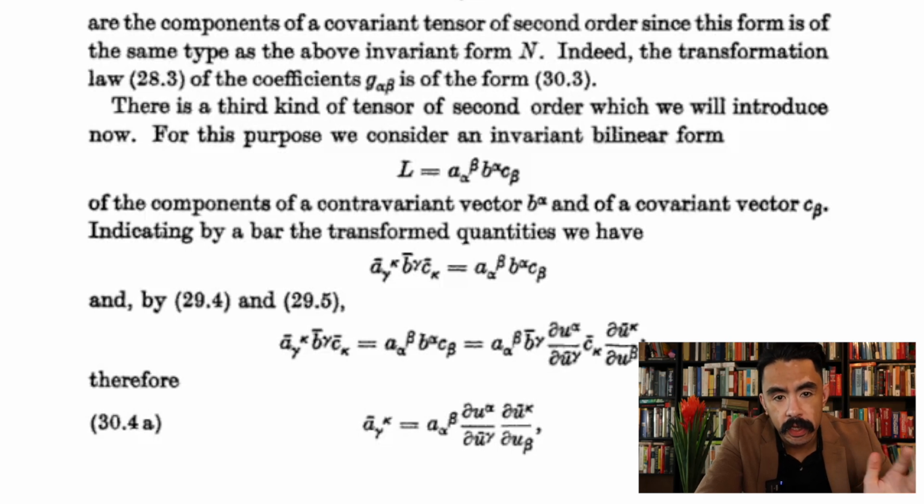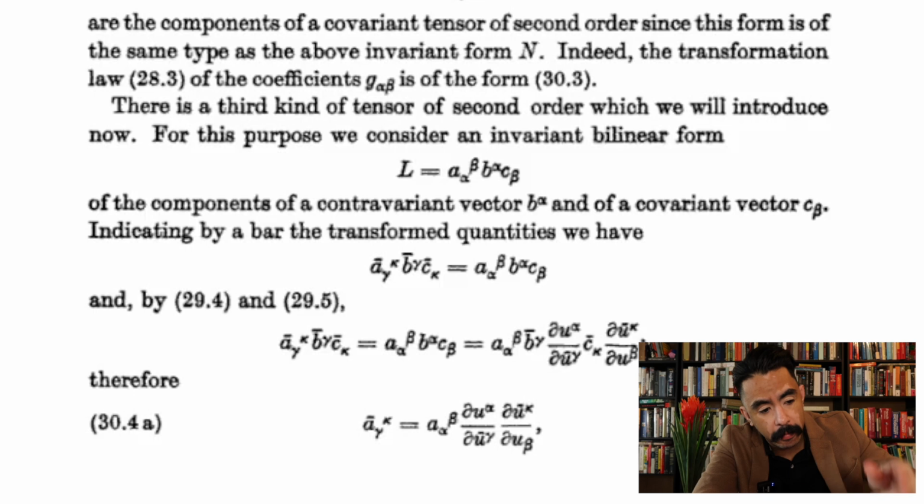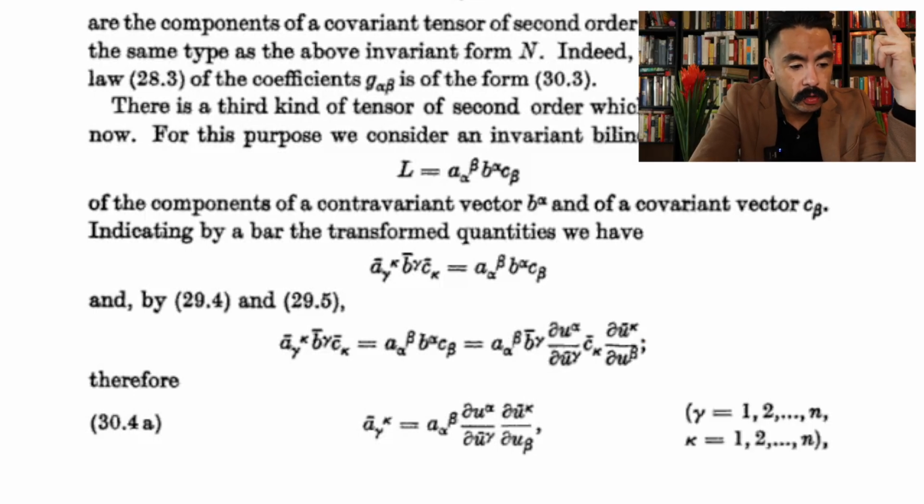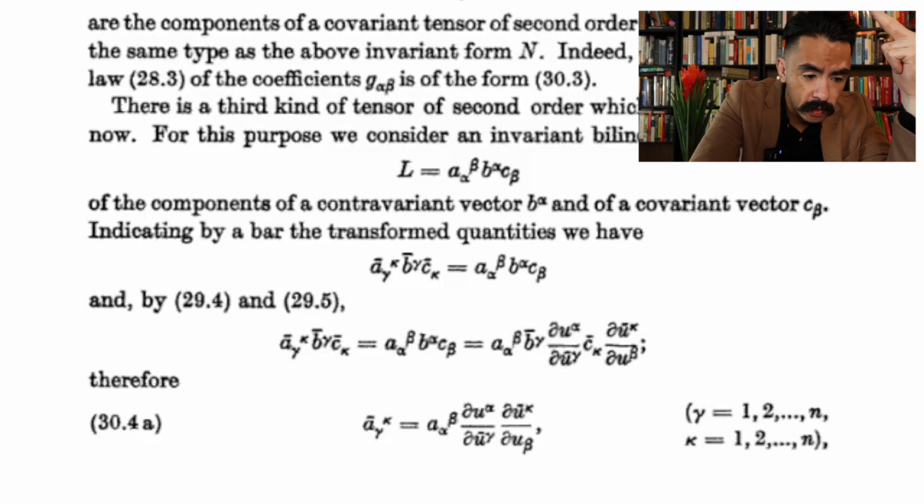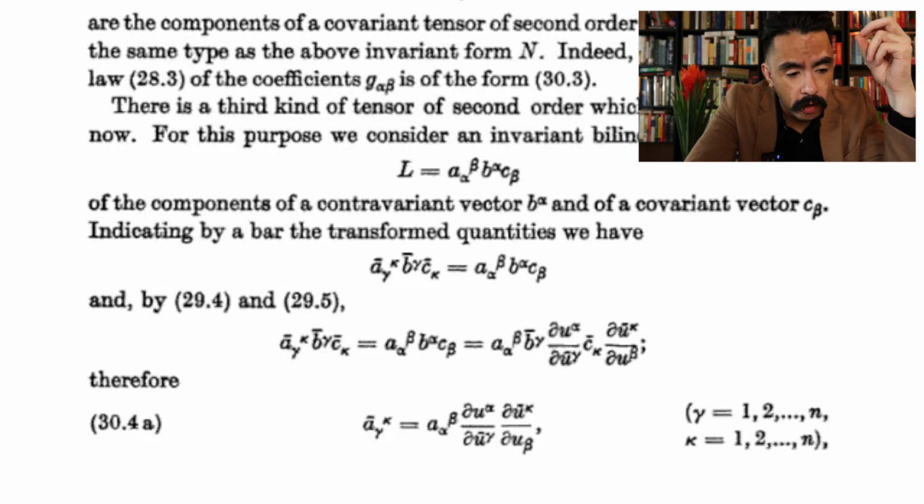And by the previously given transformations per coordinate systems, we have a overbar sub gamma superscript kappa times b overbar superscript gamma times c overbar subscript kappa is equal to a sub alpha superscript beta times b superscript alpha times c subscript beta, which is equal to, now with the partial derivatives involved, a sub alpha superscript beta times b overbar superscript gamma times partial u alpha partial u overbar gamma times c overbar subscript kappa times partial u overbar kappa partial u beta.